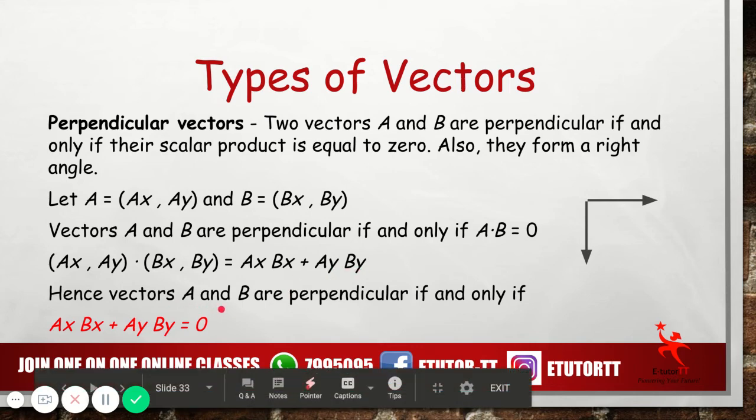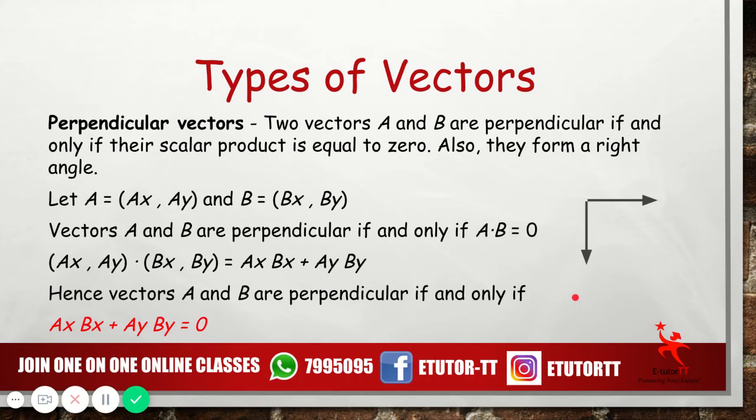Hence, vectors A and B are perpendicular if and only if AX·BX plus AY·BY equals 0. Because that shows you that A dot B equals 0. And after working it out, we saw that AX·BX plus AY·BY equals 0. So that's how you prove that the vectors are perpendicular.